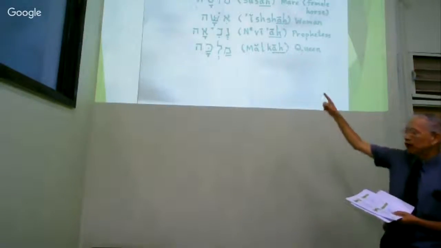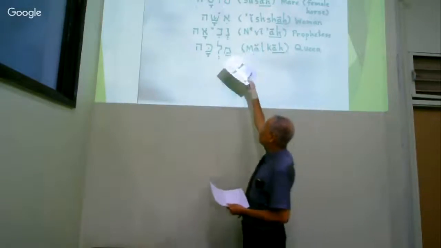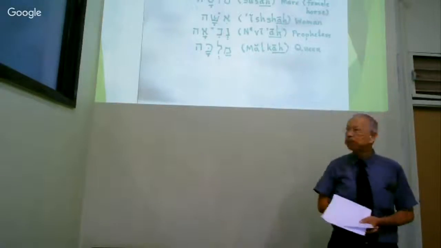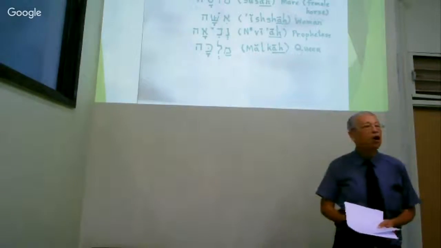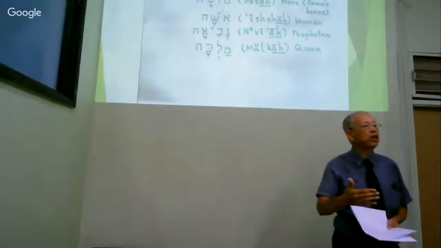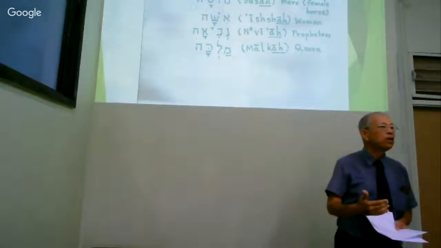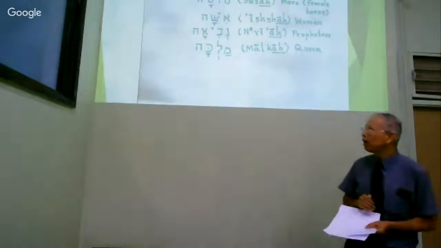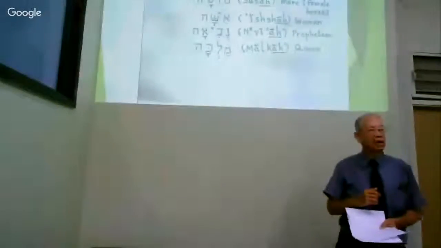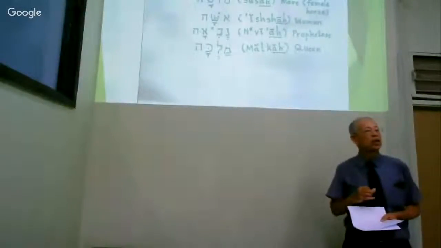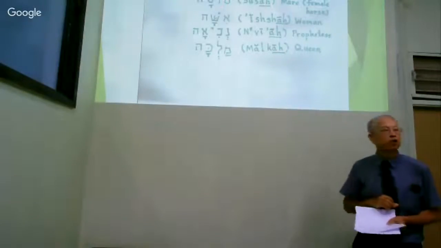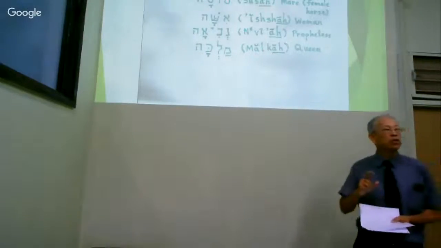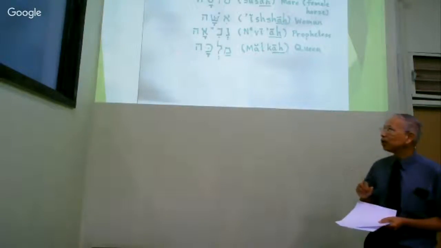nebiya. Now the reason why there is a change in the kames under nu in the first syllable of navi is that when you are hurriedly pronouncing nebiya, you cannot say nabiya in the Hebrew. You'll have to say ne, not na but ne. So it changes from a kames to a simple schwa, which is vocal or is pronounced, nebiya. I will have more to say on that in another lesson.